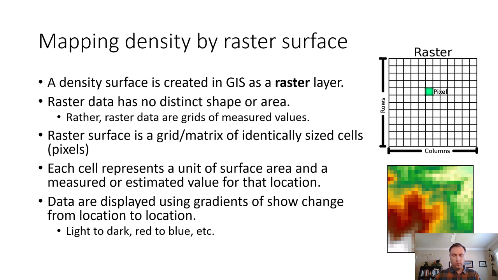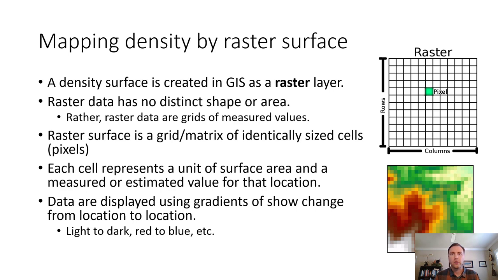Okay, so when we're talking about mapping density by defined area, it's easy to find out how many objects are in that space. When it comes to mapping density by raster, every single cell has a different value. So let's get into it. A density surface is created in GIS as a raster layer. Raster data has no distinct shape or area. So you can have a raster that is rectangular, circular, shaped by some sort of mask.